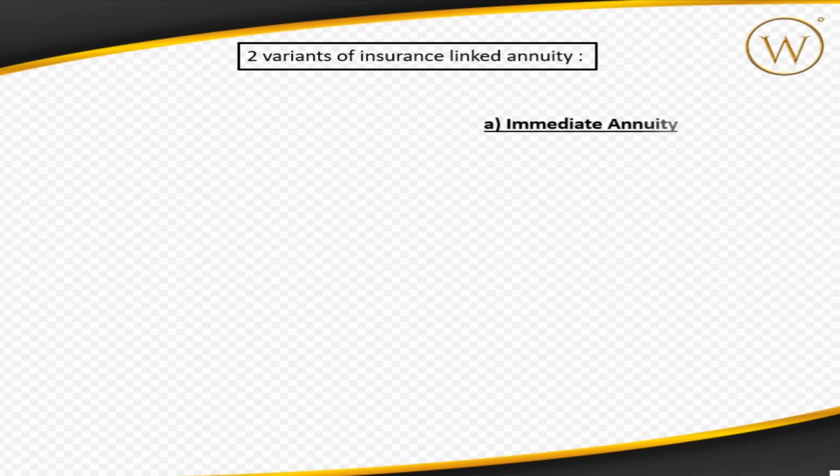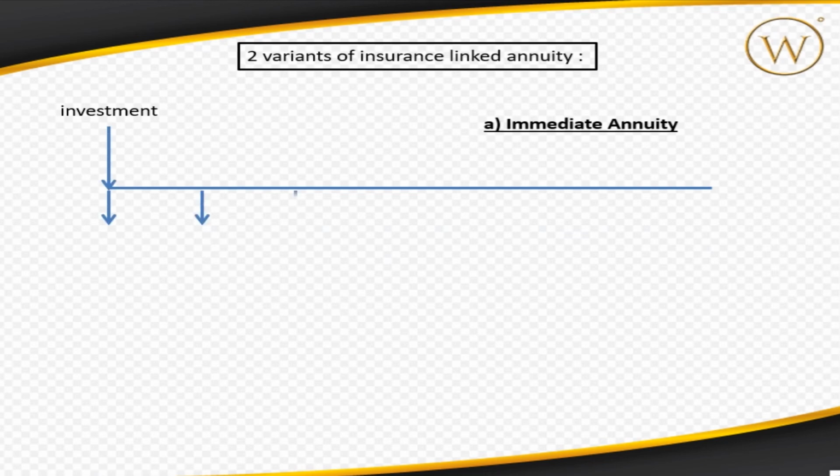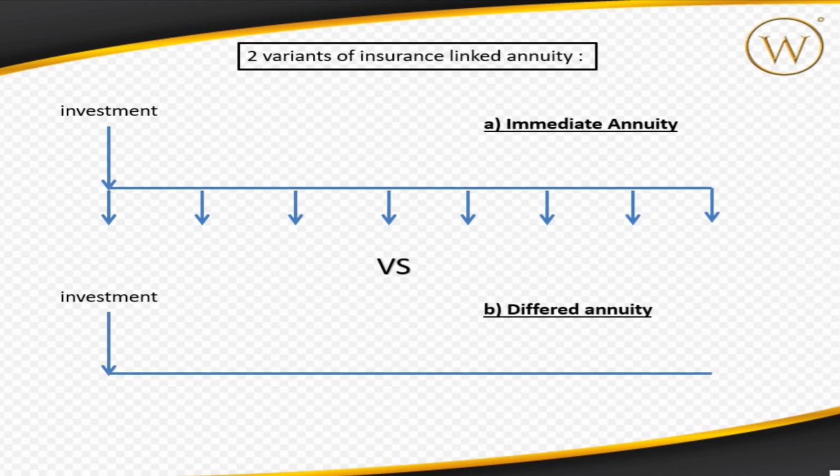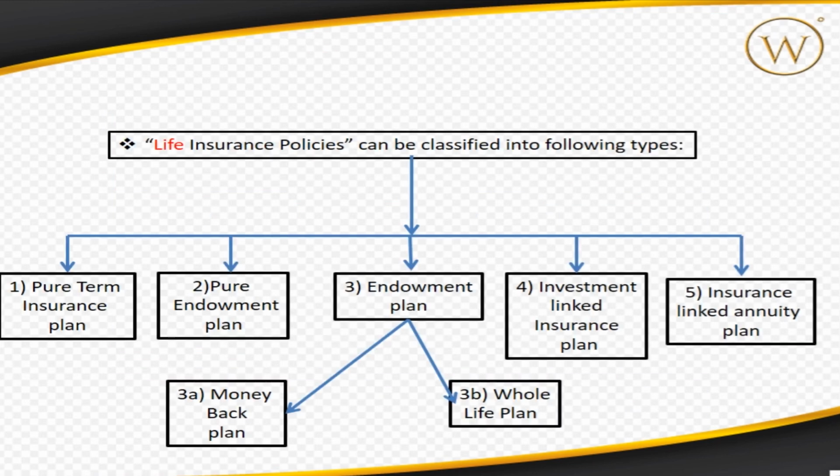Now there can be two types of such annuity plans. One is called an immediate annuity plan, where on making investments your annuity starts immediately, versus a deferred annuity plan, wherein once you make an investment your annuity starts after a specified period called the deferment period. So again, you can invest during your working life, but you would like to receive your annuity in your retirement phase.